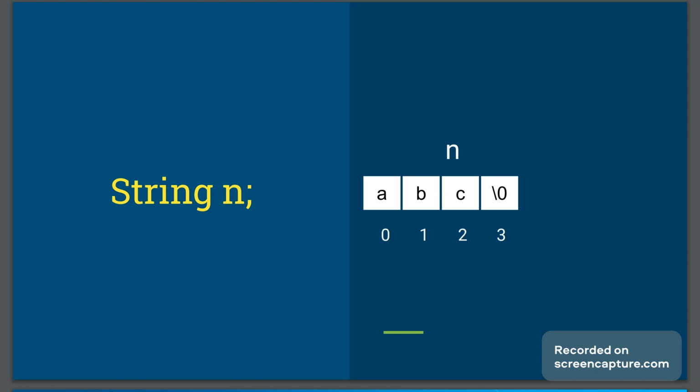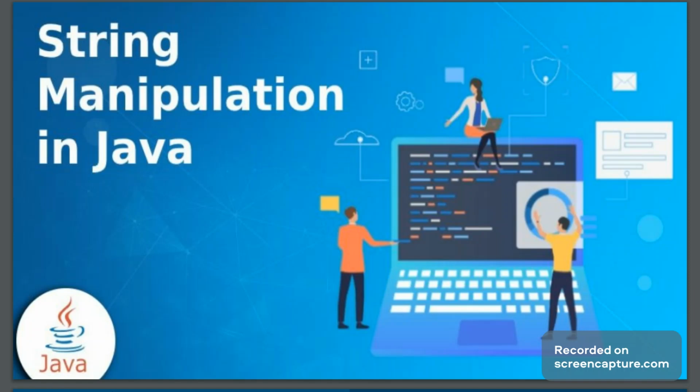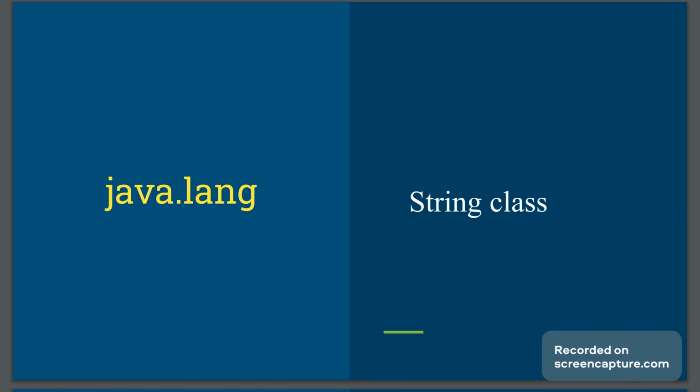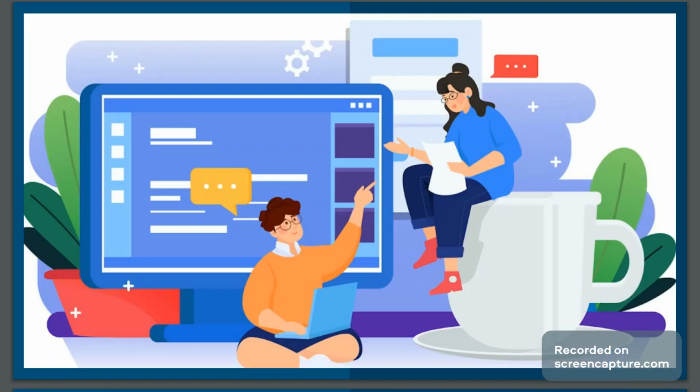So string is the data type in Java for storing a collection of characters. Now, there are predefined functions for string manipulation in Java. All the functions related to string manipulation are available under the String class, S capital, and that String class is available in the java.lang package. So we need to include that package whenever we want to perform manipulation on strings using predefined functions. We will see how to use the string functions in Java.